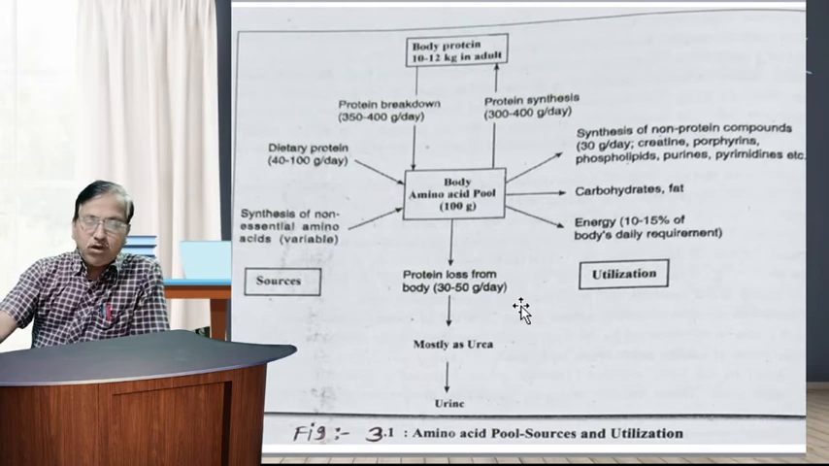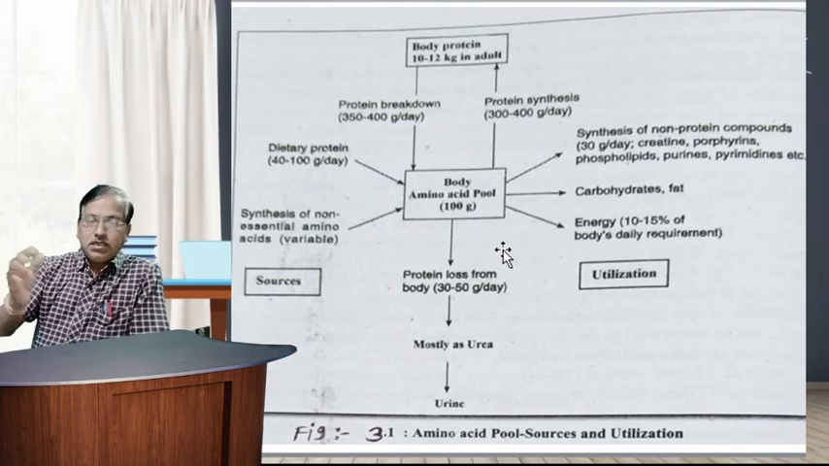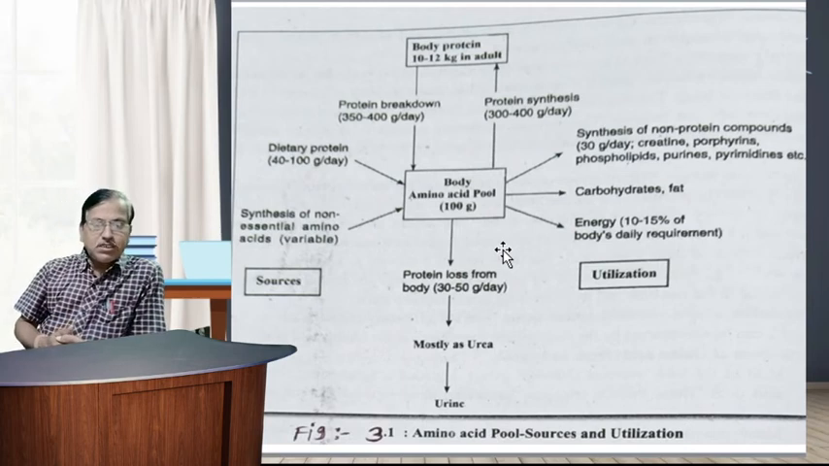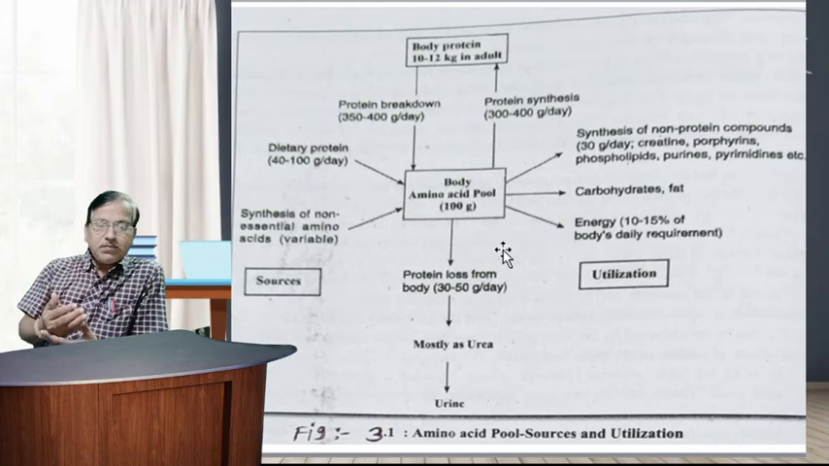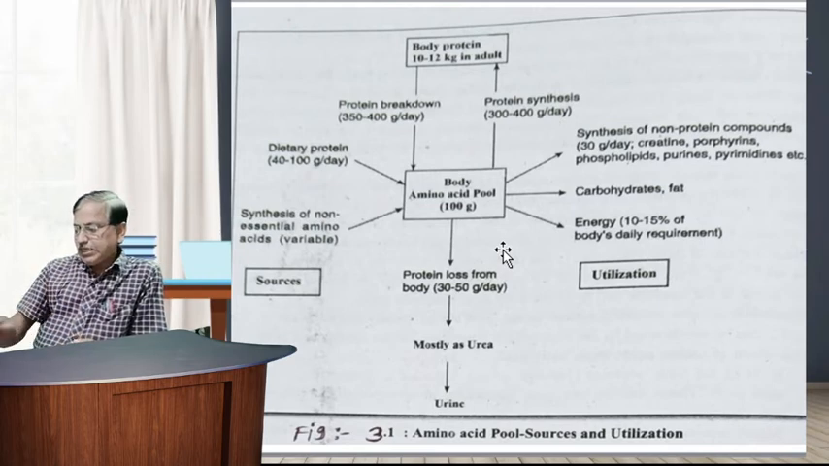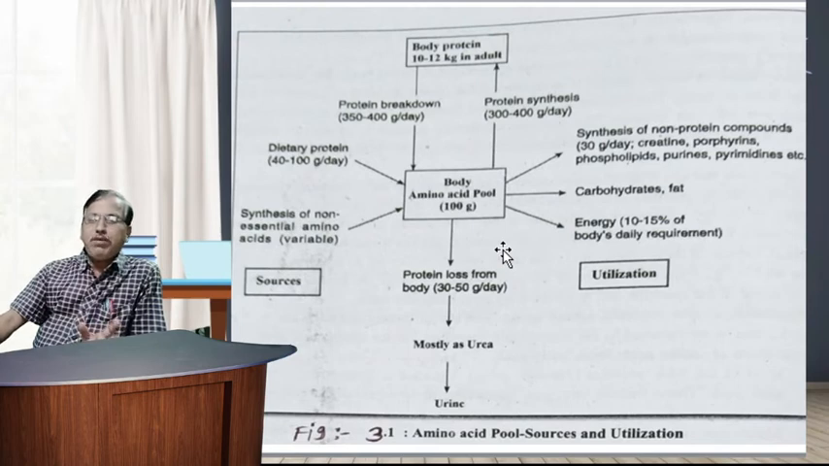The amino acid pool of the body, 100 gram, is maintained through a simultaneous supply and utilization of amino acids. So this is a schematic representation of this. Dear friends, in your protein metabolism, this topic is completed. The next topic of the chapter, general aspects of amino acid metabolism, is discussed in the next lectures. Please, we also explain briefly amino acid pools.